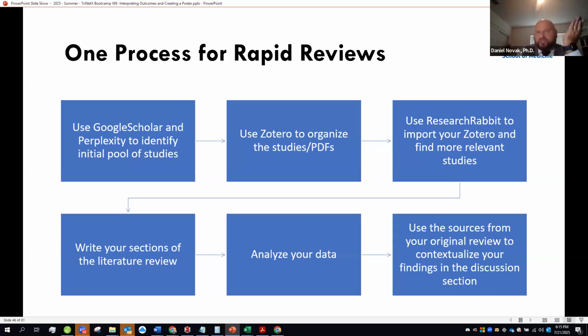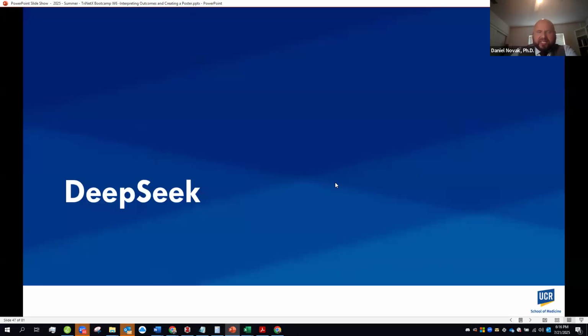Then you can write your sections of your literature review, and you've got everything at hand. You can just grab what you need to cite your papers, and you can search through them, and you can use all the powers of Zotero and its notation technologies as you analyze your data and integrate in additional sources. And then again, to use the sources from your original review to contextualize your findings in the discussion section. So that goes back to your initial pool of studies that you pull in.